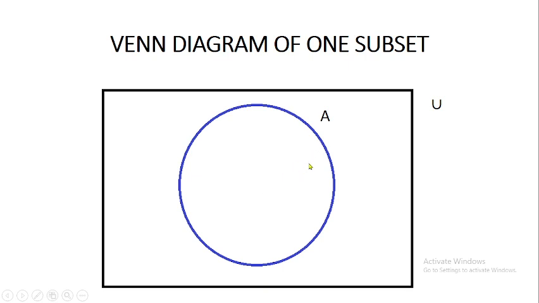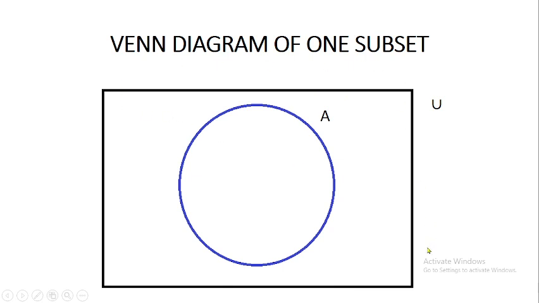What can we say about it? We can see that this set A, which is represented by this blue circle, is inside this universal set. It means that all the elements in set A are also in the universal set, because you can see that the circle is inside the rectangular box. So that means set A is a subset of what? The universal set. I want you to understand it clearly.